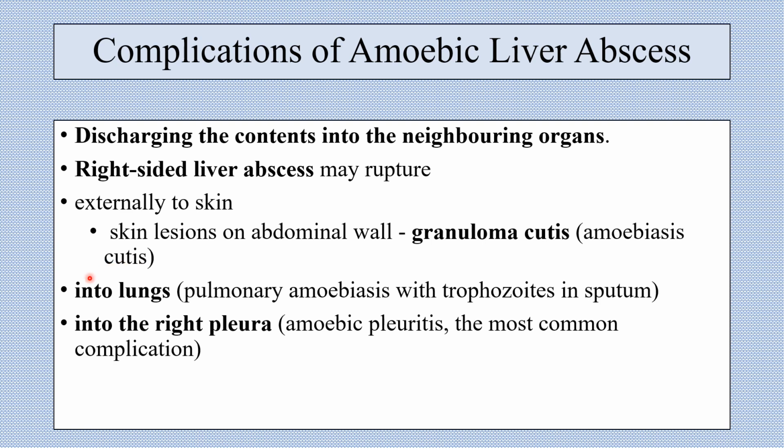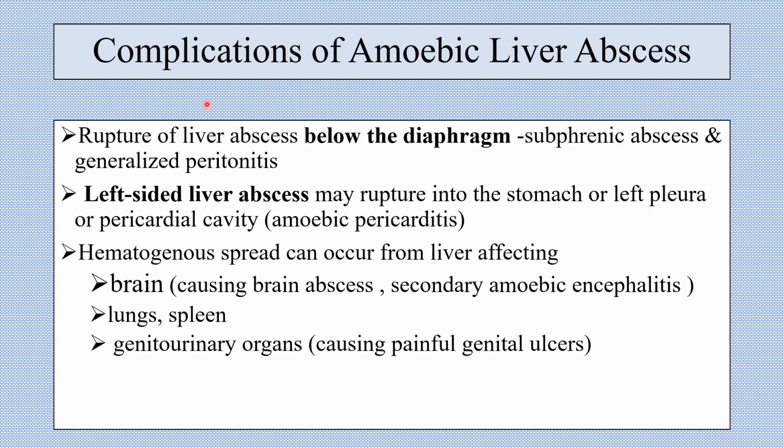Or it may rupture into the lungs, causing pulmonary amoebiasis with trophozoites in sputum. So we'll be seeing trophozoites in the sputum. Or if it ruptures into the right pleura, it will cause amoebic pleuritis, and this is the most common complication. So the most common complication is rupture of the right-sided liver abscess into the right pleura, causing amoebic pleuritis. Now when the liver abscess ruptures below the diaphragm, it causes subphrenic abscess and generalized peritonitis. So there will be generalized peritonitis.